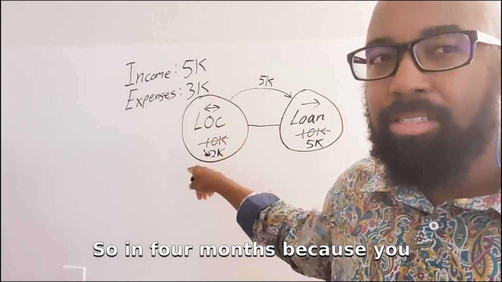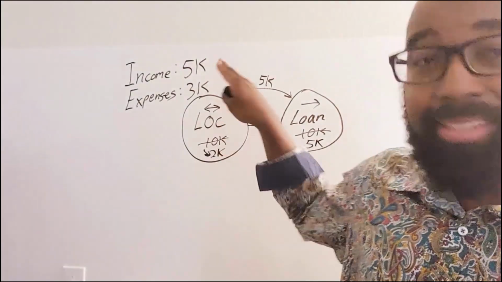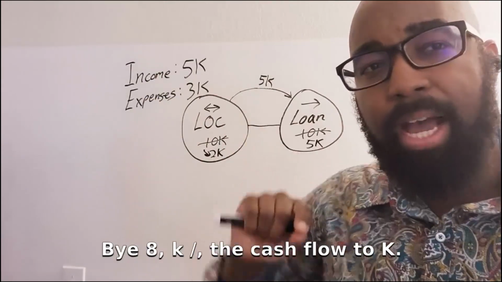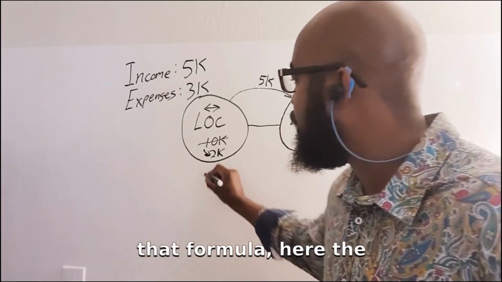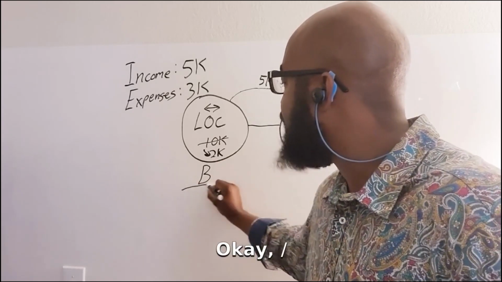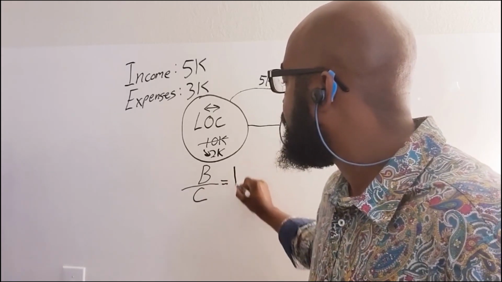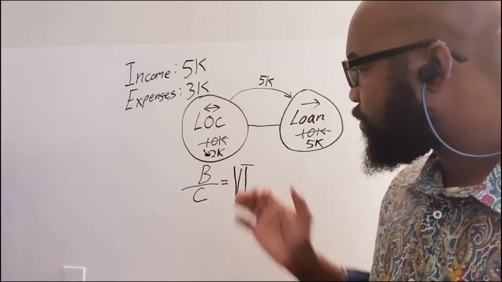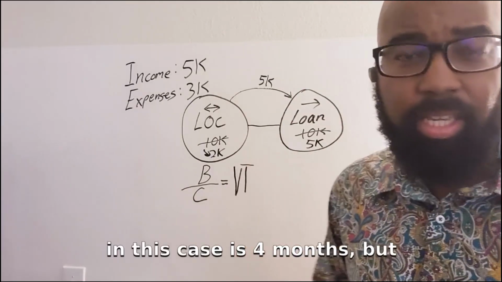Okay, so in 4 months, because you had a balance of 8K, in 4 months, this joker is going to be paid off. Okay, why? 8K divided by the cash flow, 2K. So let's go ahead and give you that formula here. The balance, divided by the cash flow equals your velocity term. B over C equals velocity term, which in this case is 4 months.